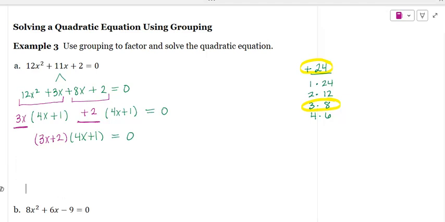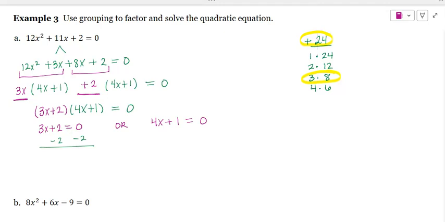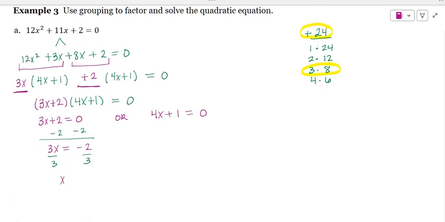Now I'll use the zero property to come up with our final solution. So we have that 3x plus 2 is equal to 0, or 4x plus 1 is equal to 0. Let's subtract 2. So 3x equals negative 2. And then dividing by 3, we get one of our solutions: x equals negative 2/3.